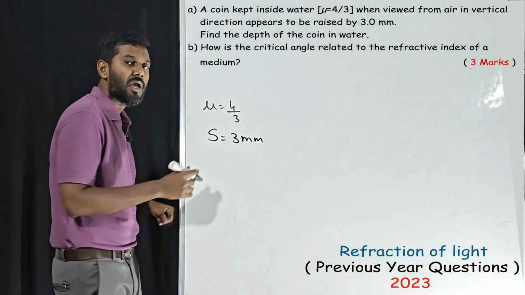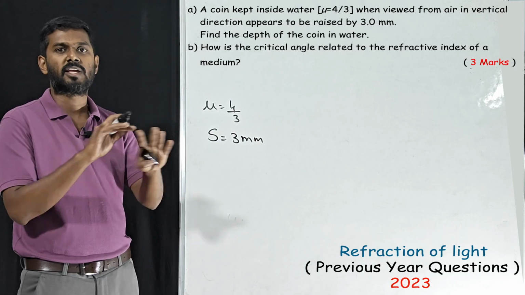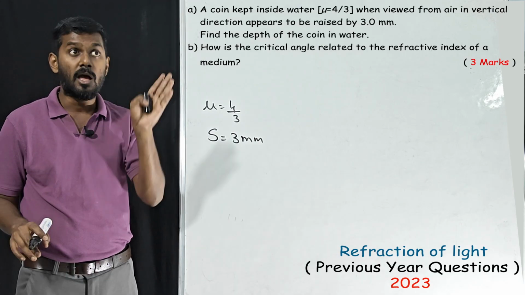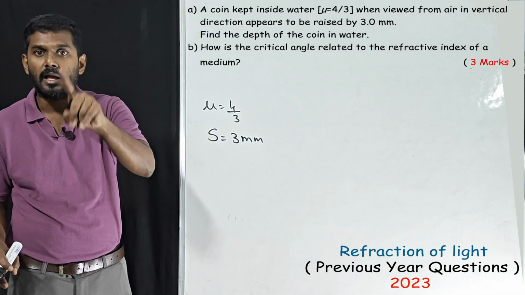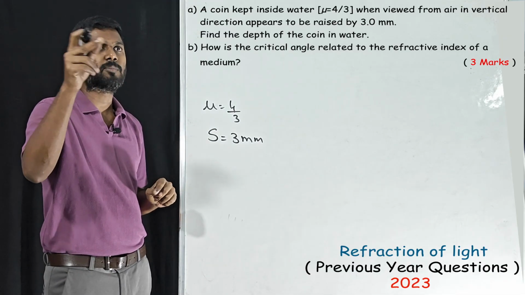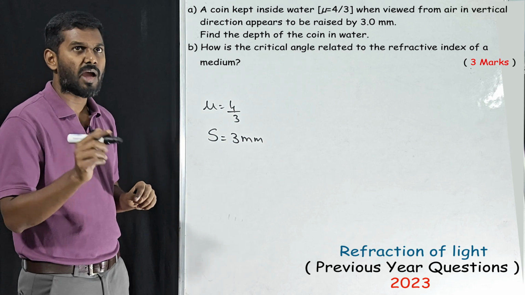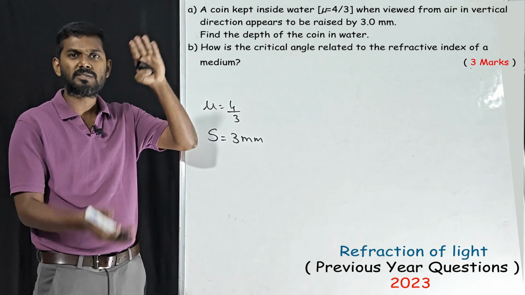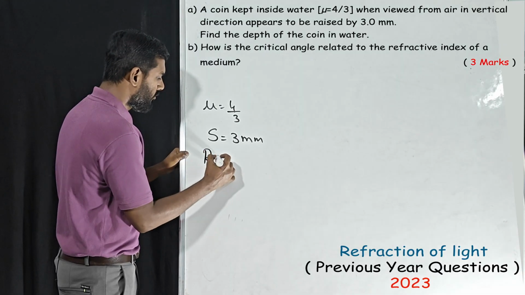This is important. If you take this as upper end depth, everything is wrong. "Appears to be 3 mm" is upper end depth. "Appears to be raised" means shift. This difference you should know. Then find the depth of the coin in water. So we have to find the depth of the water. That means the real depth we have to find.